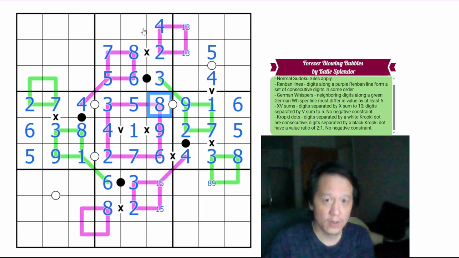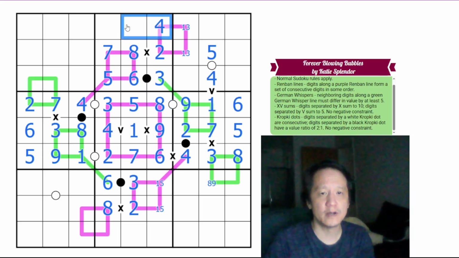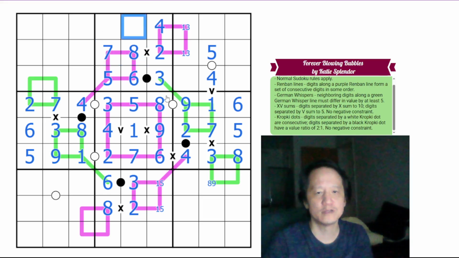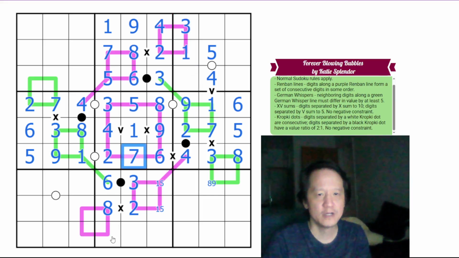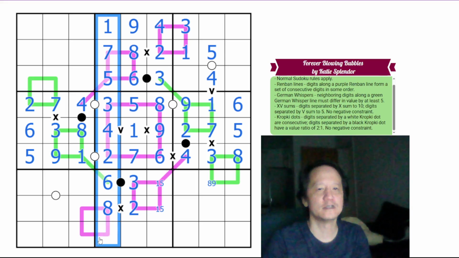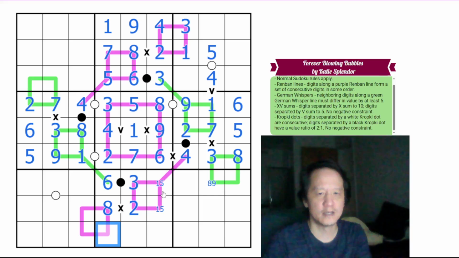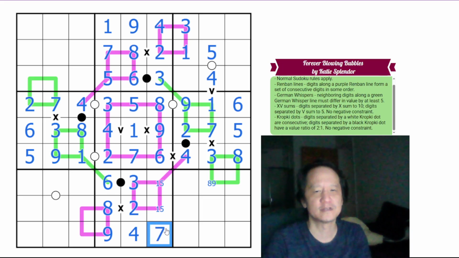Okay. The remaining digits in upper central box are 1 and 9. This can't be 1, so this is 9. This is 1. That eliminates 1 here, so this is 3 and 1. That leaves the last digit in column 4 as a 9. Column 5 has to be a 4, and column 6 has to have a 7.